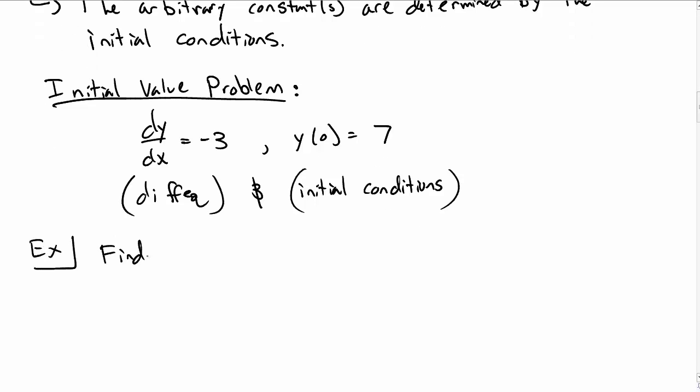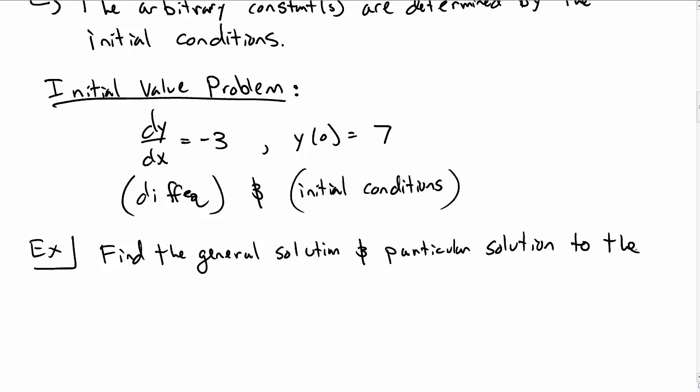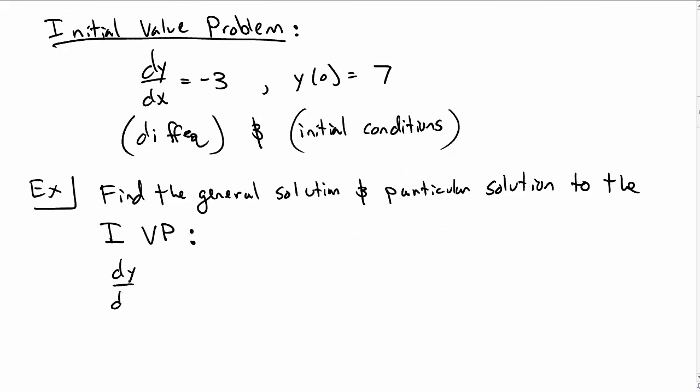Okay, so let's look at another example. Find the general solution and the particular solution to the initial value problem, or IVP, of dy/dx is equal to y, and y at x equal to 0 is equal to 10.